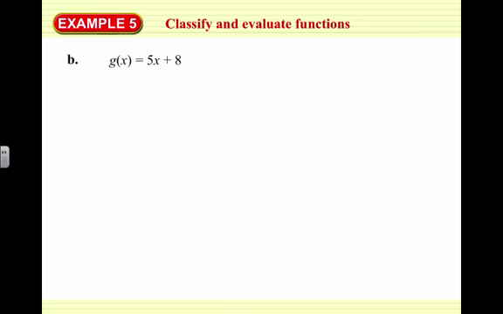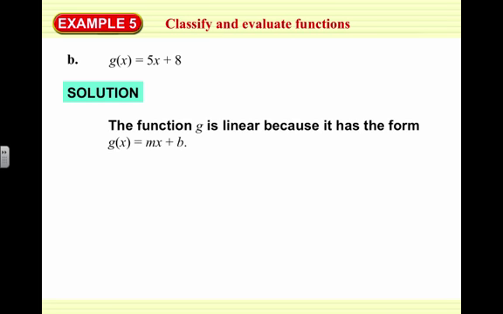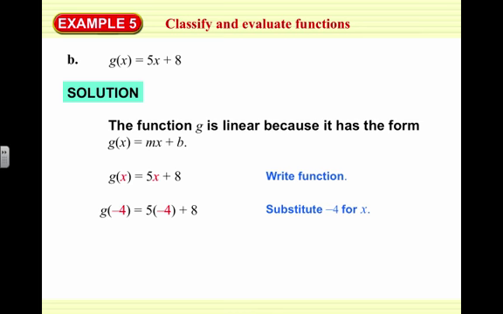All right, let's look at part B. g of x equals 5x plus 8. That is in the correct form because it has the form g of x equals mx plus b. So yes, it is linear. Now we're going to write our function again. Notice we've put the x in red just to make it really clear where we're substituting. We're going to substitute in -4 for x. So g of -4 is equal to 5 times -4 plus 8. So that's -20 plus 8, and so that's -12. So g of -4 is -12.